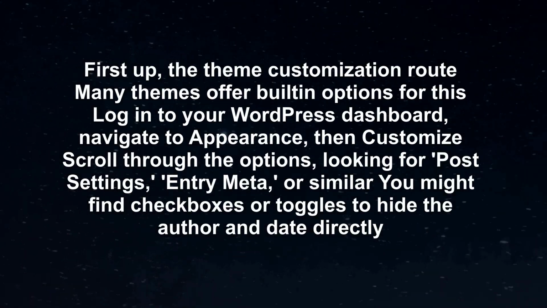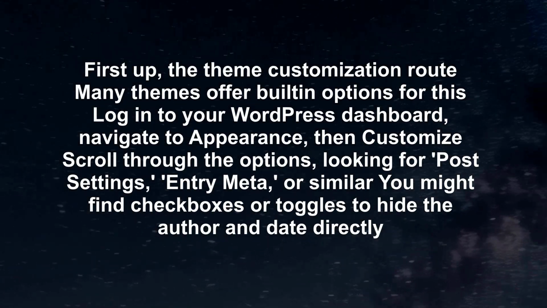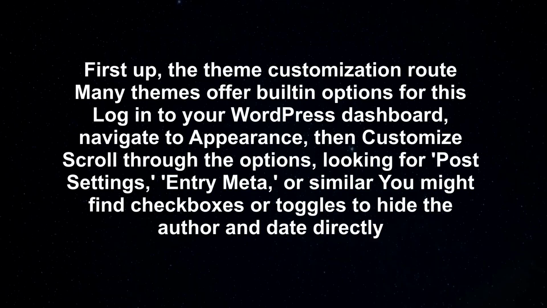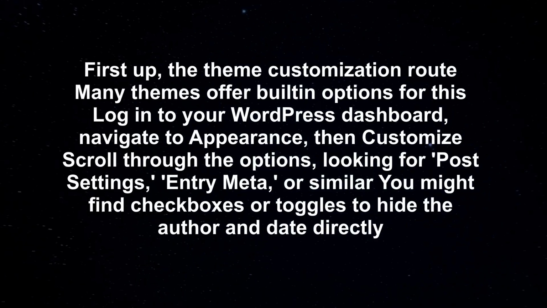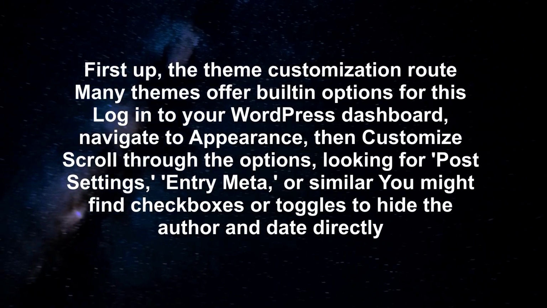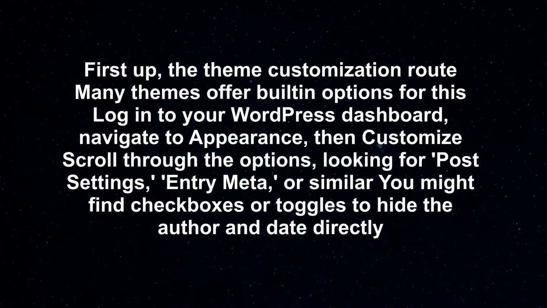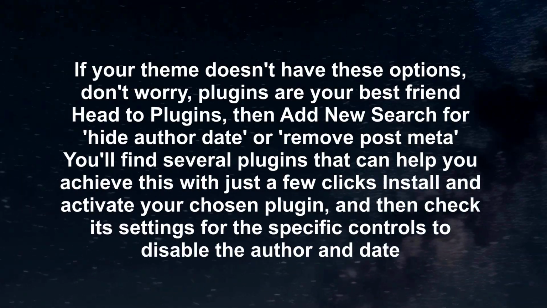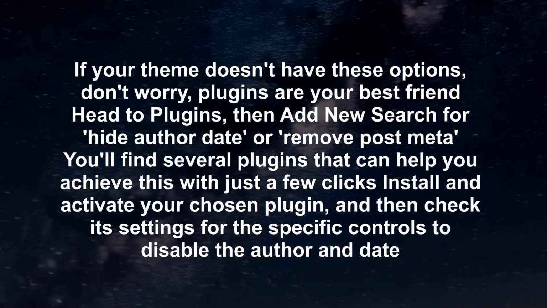First up, the theme customization route. Many themes offer built-in options for this. Log into your WordPress dashboard, navigate to Appearance, then Customize. Scroll through the options, looking for Post Settings, Entry Meta, or similar. You might find checkboxes or toggles to hide the author and date directly. If your theme doesn't have these options, don't worry.